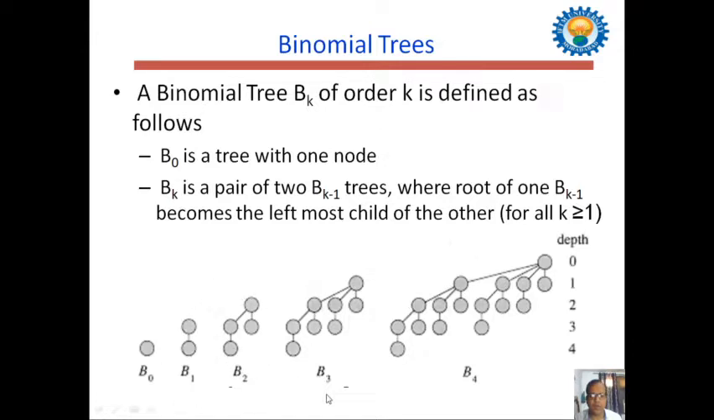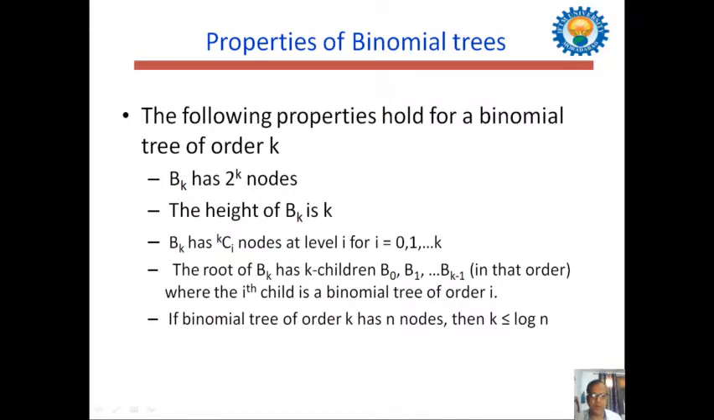In B3, k is 3, so 2 to the power 3 is 8. So there are 8 nodes in this binomial tree. In B4, the value of k is 4, so 2 to the power 4 is 16. Here we can see that there are 16 nodes. So the first property is clear. The height of Bk is k. This we have already discussed.